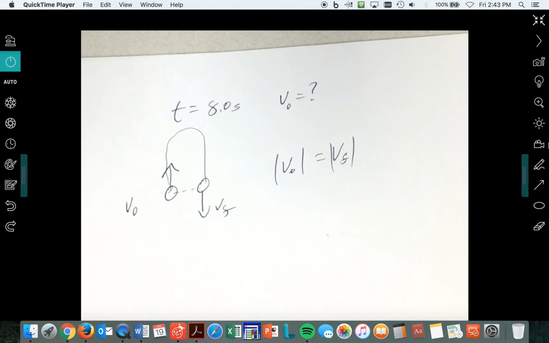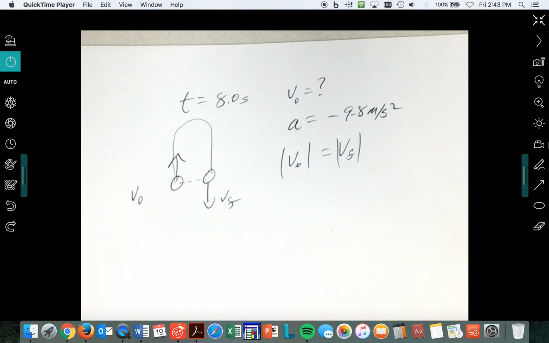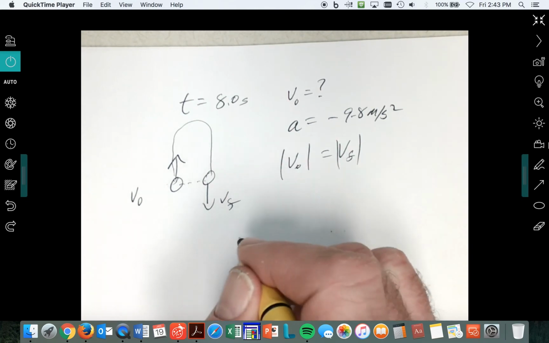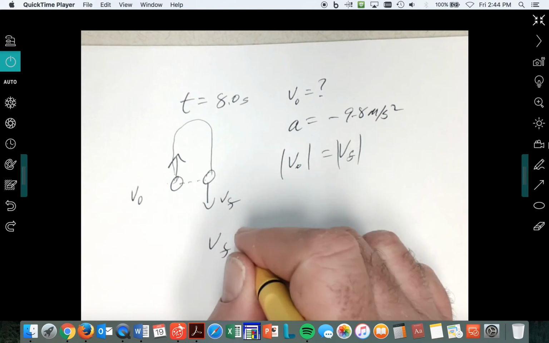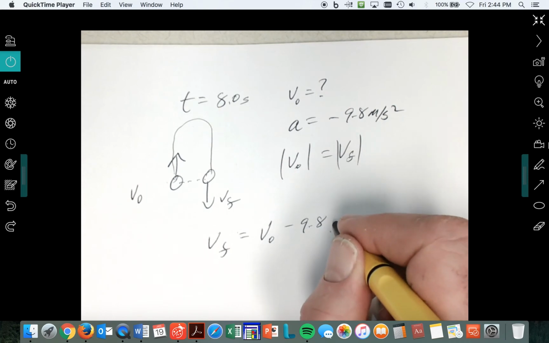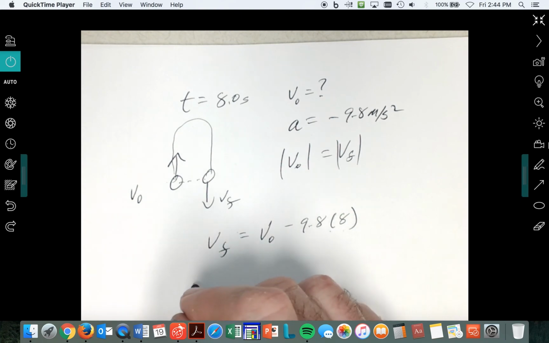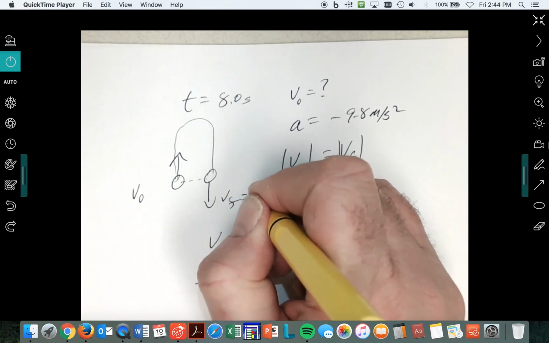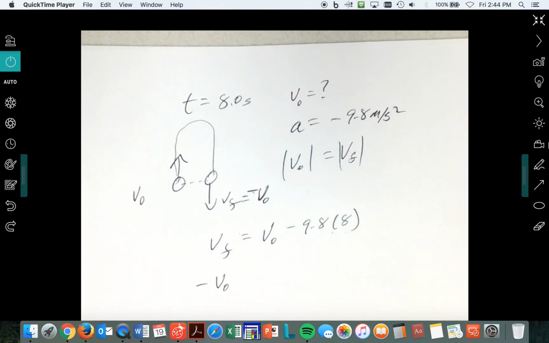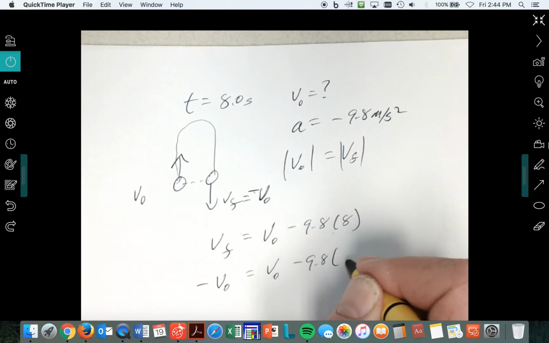So t is equal to 8 seconds. So guess what? What's the acceleration? So what do we have? Once again, bread and butter. V final is equal to V initial minus 9.8 times t. Well, V final is equal to minus V initial, which is what I was trying to show you, is equal to V naught minus 9.8 times 8 seconds.